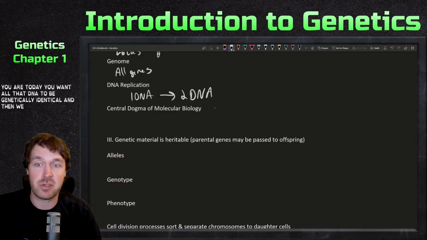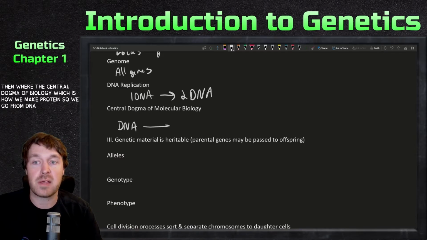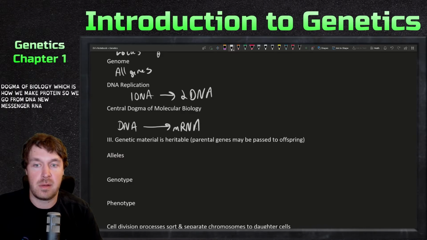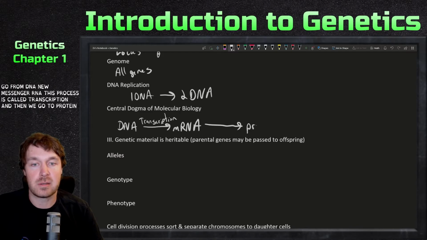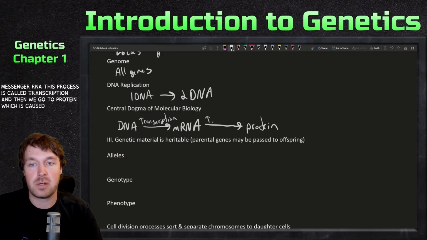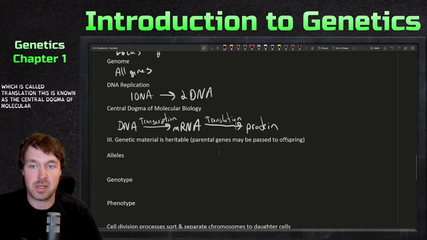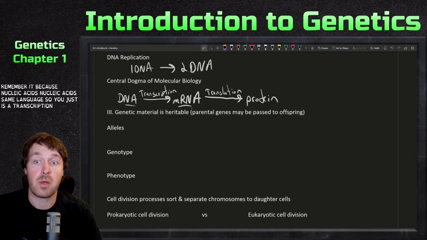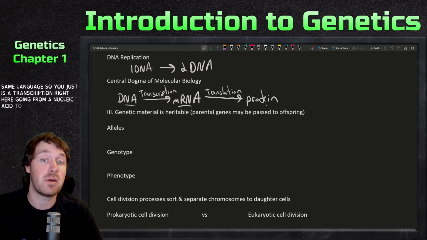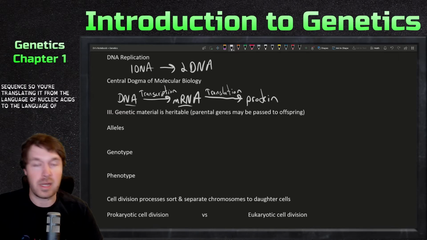And then we have the central dogma of biology, which is how we make protein. So we go from DNA to messenger RNA. This process is called transcription. And then we go to protein, which is called translation. This is known as the central dogma of molecular biology. I remember it because nucleic acid to nucleic acid is the same language, so it's transcription, whereas here you're going from a nucleic acid to an amino acid sequence. So you're translating it from the language of nucleic acids to the language of amino acids.